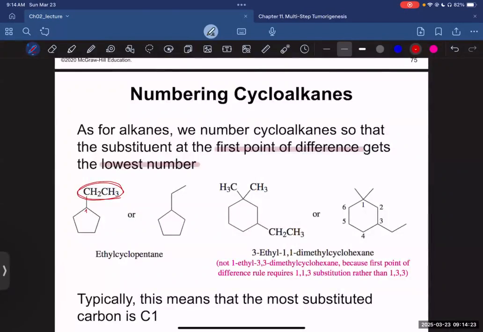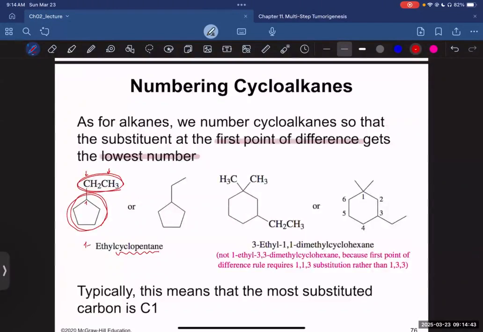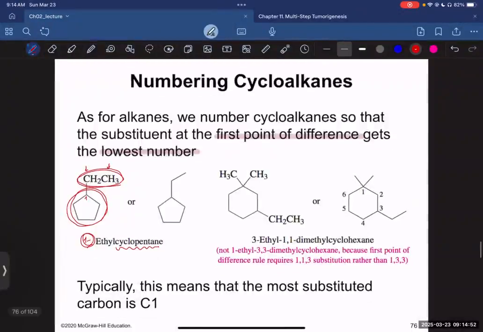So in this case, we have the parent structure being a cyclopentane. Attached to it, we have an alkyl group that has 2 carbons in total, which makes it an ethyl group. So it will be ethylcyclopentane, and we don't really have to write 1 because it's obvious that this is going to be that first point of difference. However, if we have multiple substituents on multiple sites of that cycloalkane, we're going to be finding out how to give these substituents the lowest locant numbers possible.